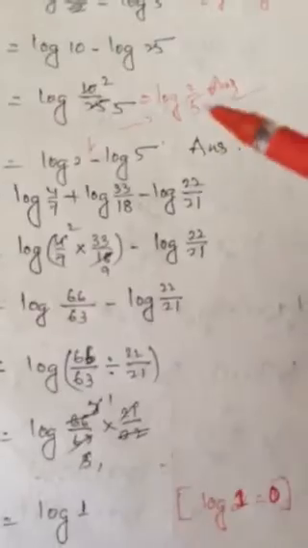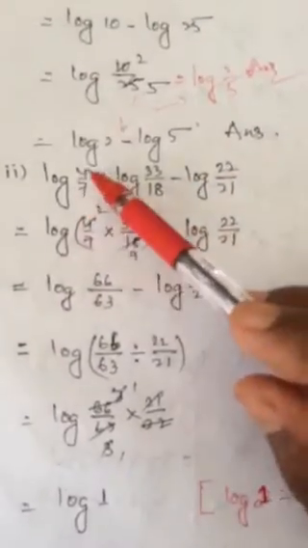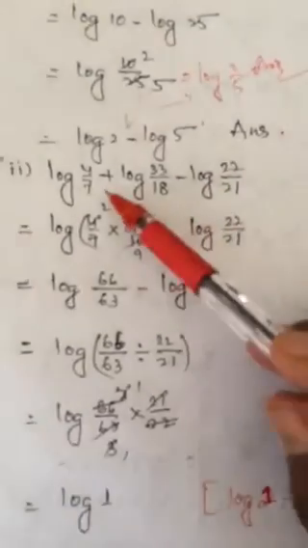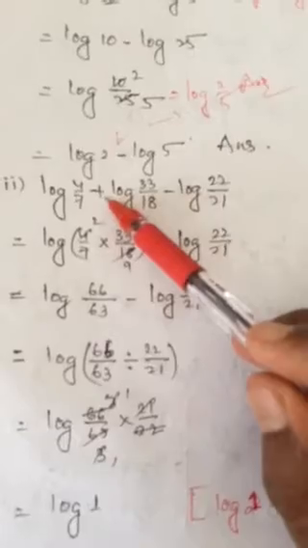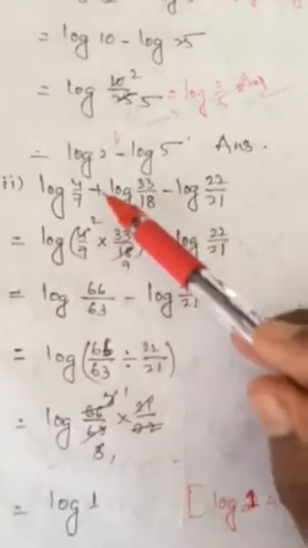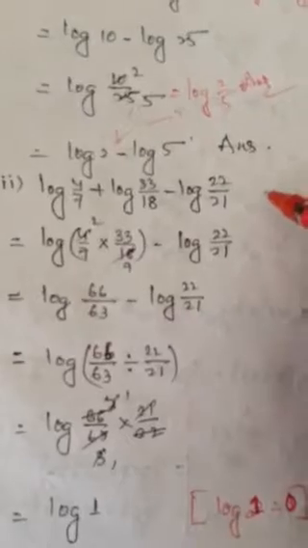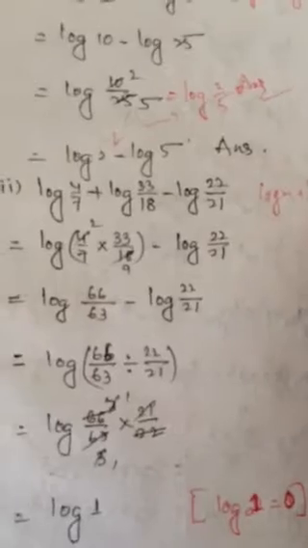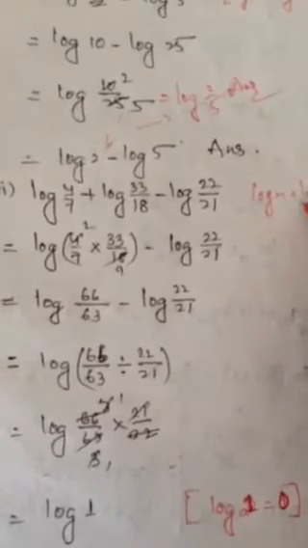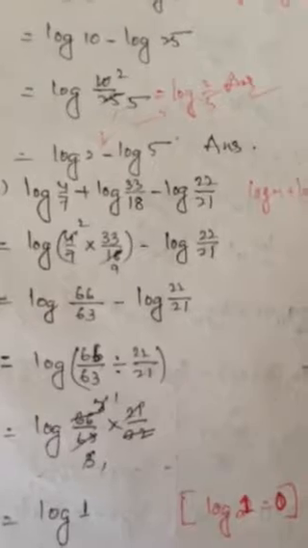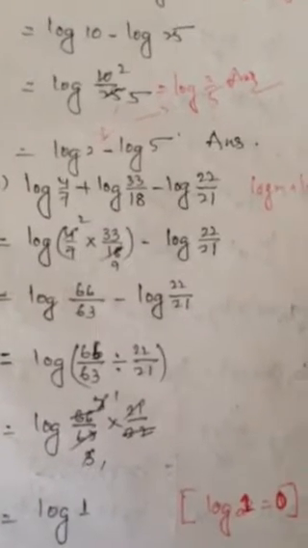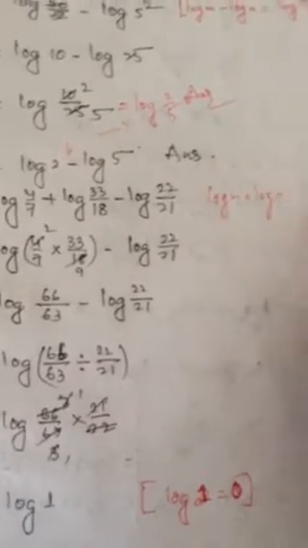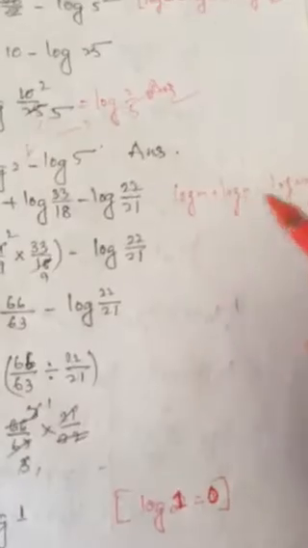Now in the next solution, you see here: log 4 by 7 plus log 33 by 18 minus log 22 by 21. I have already told you that addition changes into multiplication. We have already learned this law: log m plus log n equals log of m multiplied by n. Addition changes into multiplication.